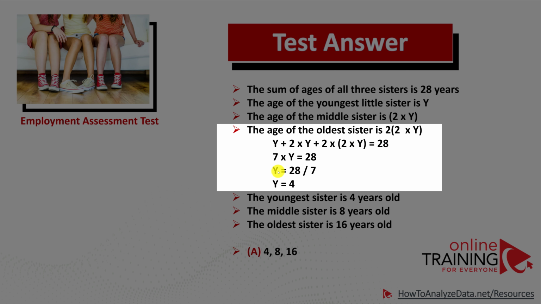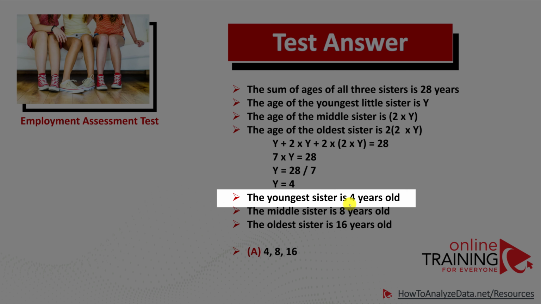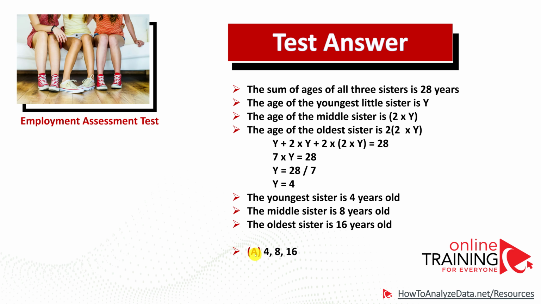And y can be calculated as 28 divided by 7, and y would be equal to 4. So the youngest sister is 4 years old, the middle sister is 8 years old, which is 4 multiplied by 2, and the oldest sister is 16 years old. So the correct choice here is choice A.